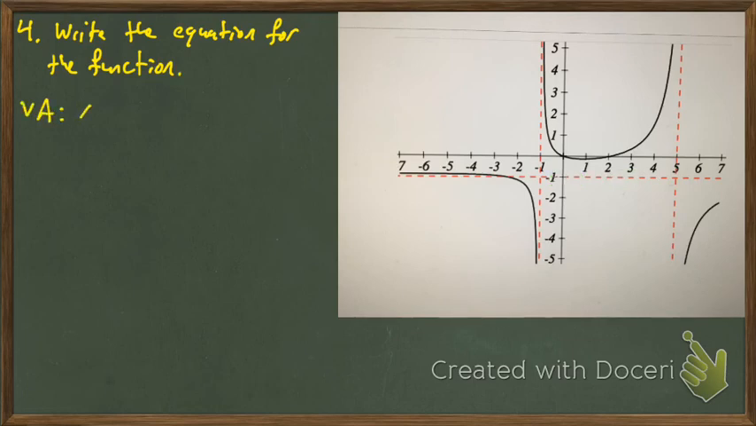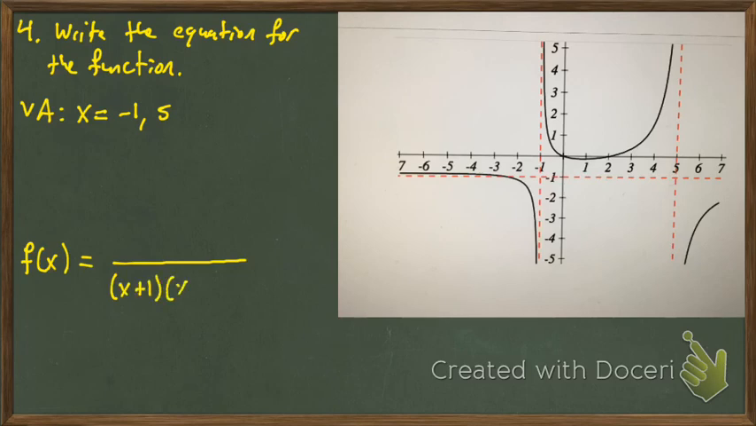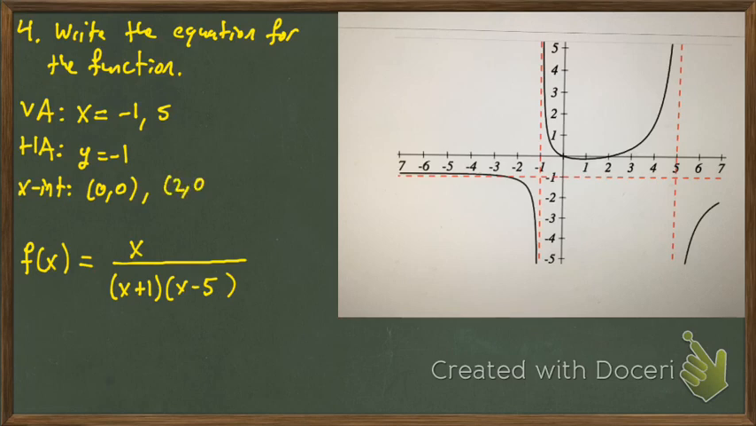Okay, so vertical asymptotes, as mentioned, are -1 and 5. So our function here, factors will be x plus 1 and x minus 5. And because they are both going different directions, the branches there, they'll be to the first power. The horizontal asymptote is going to be y equals -1. That's going to be a little bit tricky. X-intercepts are going to be the origin (0, 0), and that gives us a factor of x. And then (2, 0), which gives us a factor of x minus 2.